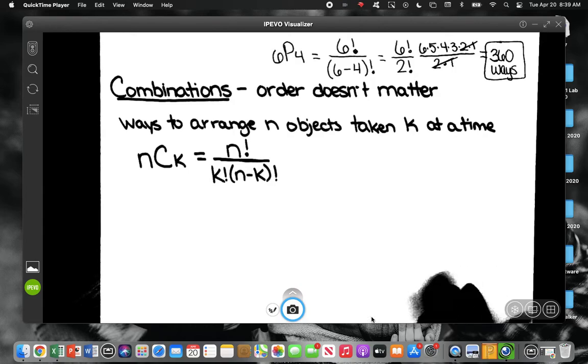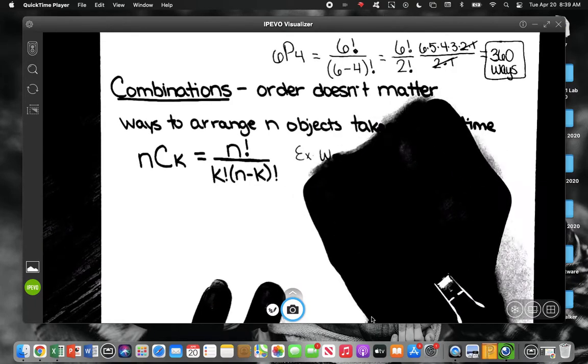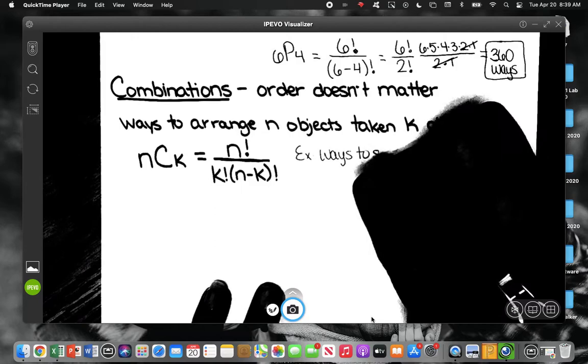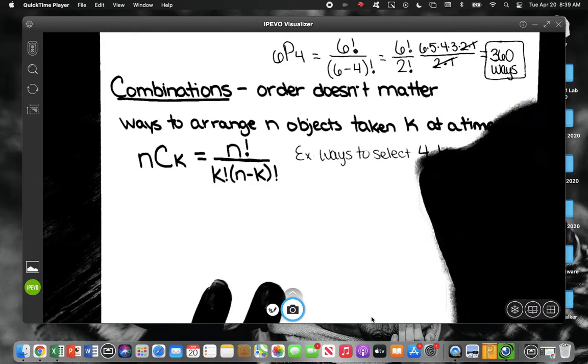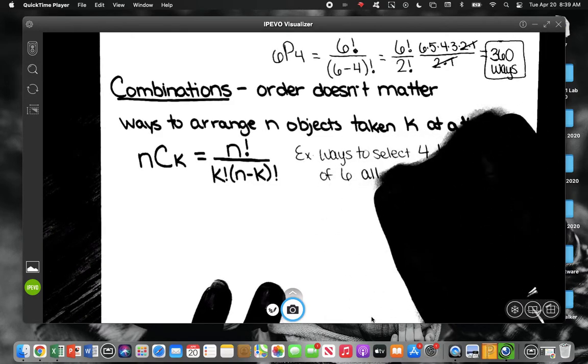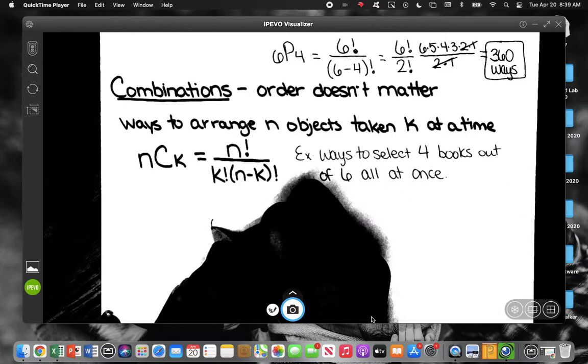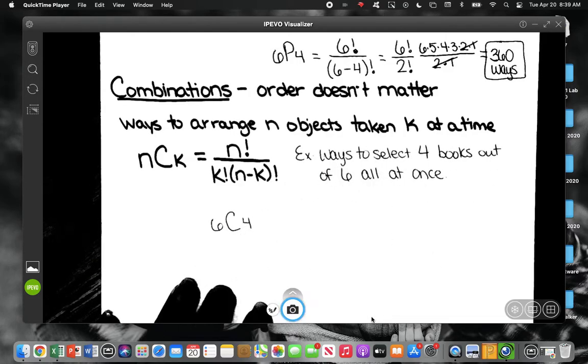So if I wanted to do something like this, let's just say ways to select 4 books out of 6 all at once. If I'm selecting 4 books out of 6 all at once, does order matter? I'm just grabbing 4. Did I pick them in a certain order? No, order doesn't matter here. I'm picking them all at once. So this would be a combination, and here I would write 6C4 for a combination.